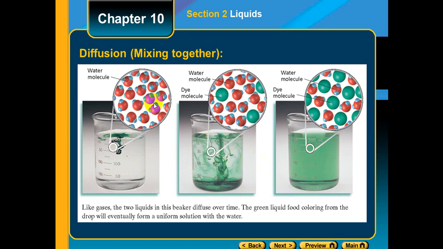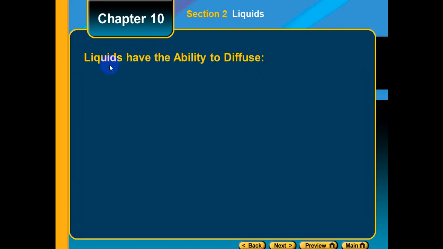As you can see, these are the particles of water before adding the dye. After the dye is mixed with the water, here are the particles of the dye and the particles of water. When the dye forms a solution, a homogeneous solution is formed between the particles of the dye and the particles of water. So liquids can diffuse with each other. Liquids have the ability to diffuse.